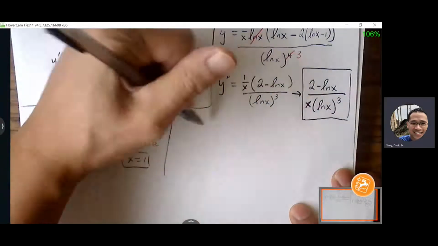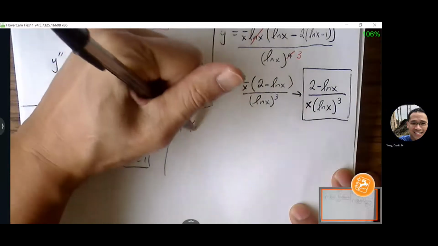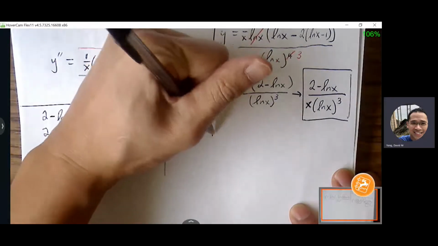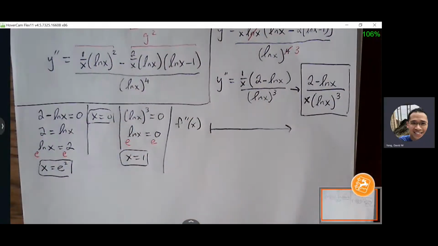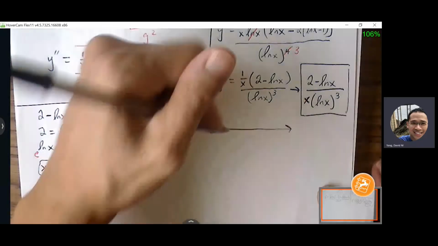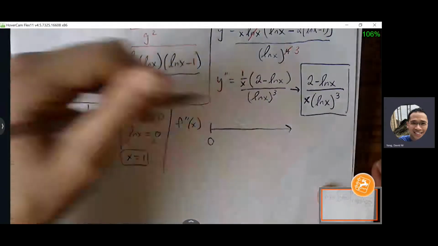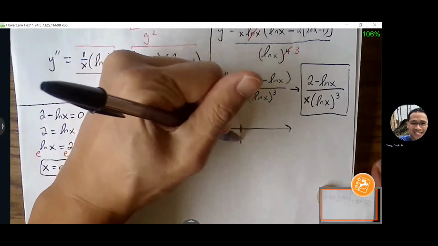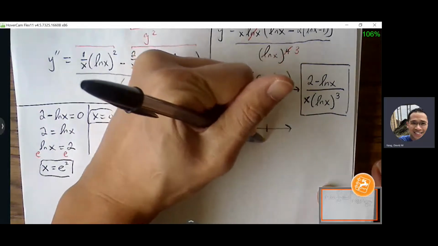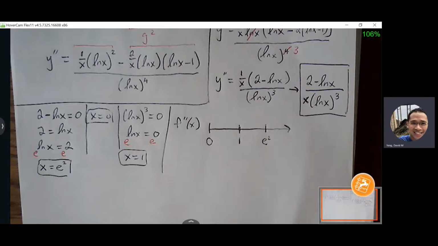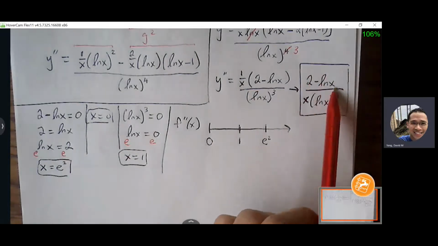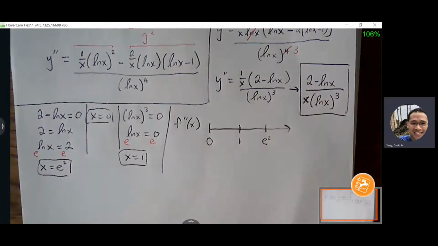Okay, here's our second derivative sign line. We know to the left of 0, the graph's not going to exist, so we're going to start at 0. Critical points, 1 and e squared. And we're going to choose values in each subinterval to test against the second derivative function, so we can pull information about concavity, right?